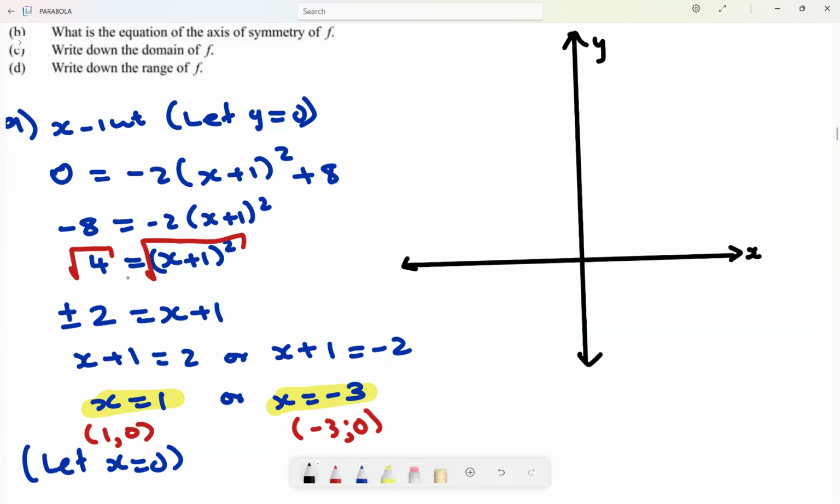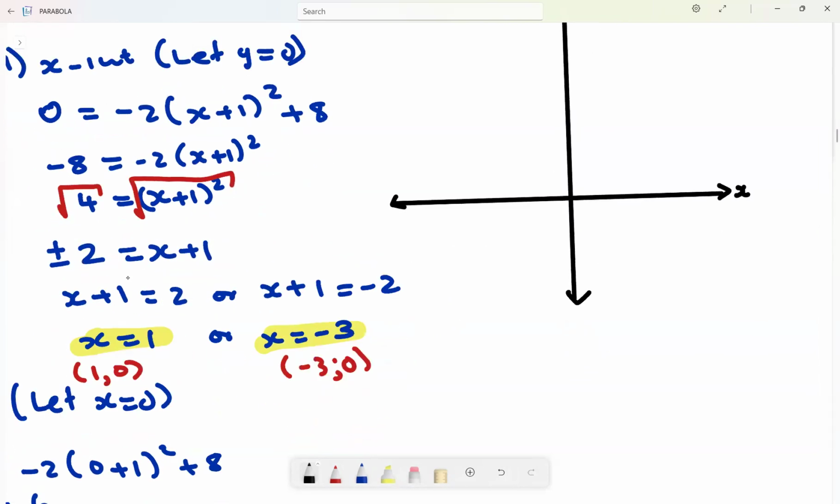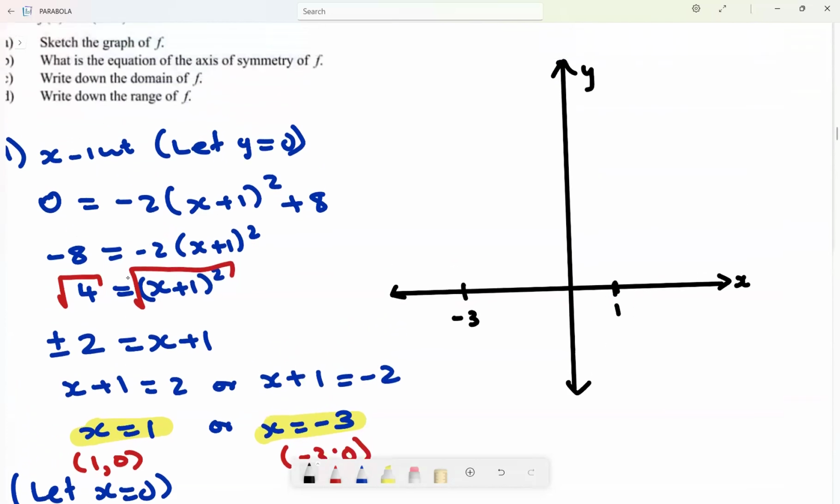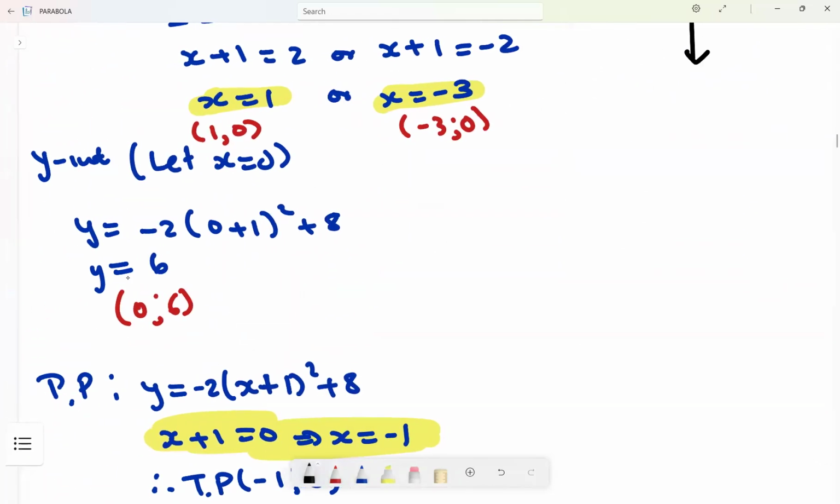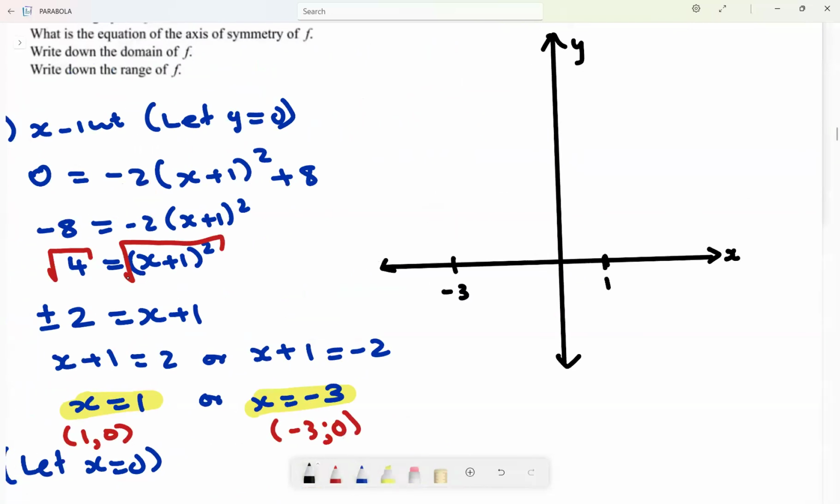What I do is I check what are my x-intercepts. My x-intercept is 1 and 0. 1 and 0 might be somewhere here. I say this is 1 and 0, and this is me labeling it 1. And then I have negative 3 and 0, which might be somewhere here. And then I look at my y-intercept. My y-intercept is 6, 0 and 6. 0 and 6 might be somewhere here.